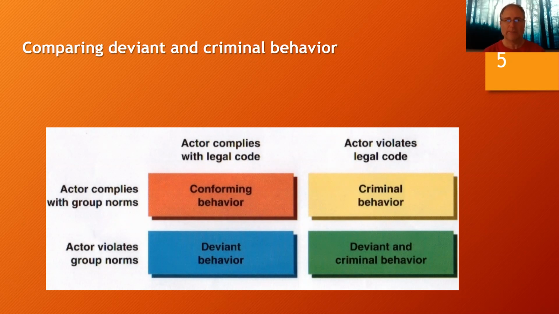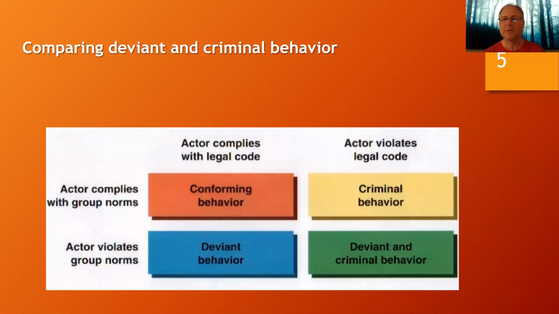Group, who can that be? Well, it can be anyone. It could be your family, it could be your friends, it could be people that you work with, it can even be society at large. So let's take a look at the four different types that come up. And the first one is conforming behavior. And how do we define conforming behavior? When a person is not breaking the law and they are complying with group norms. And I would argue that that's what most of us do most of the time. We conform.